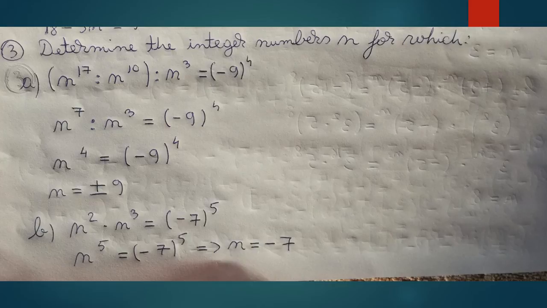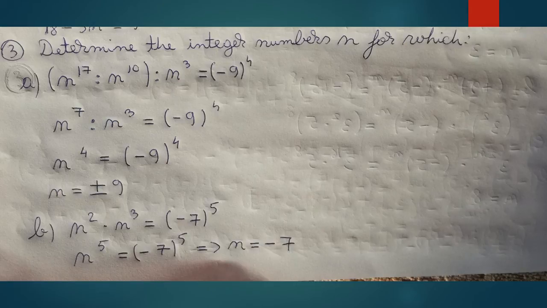So n^4 equals (-9)^4. So n can be plus or minus 9 because -9 is raised to a power which is an even number. So (-9)^4 is equal to 9^4.